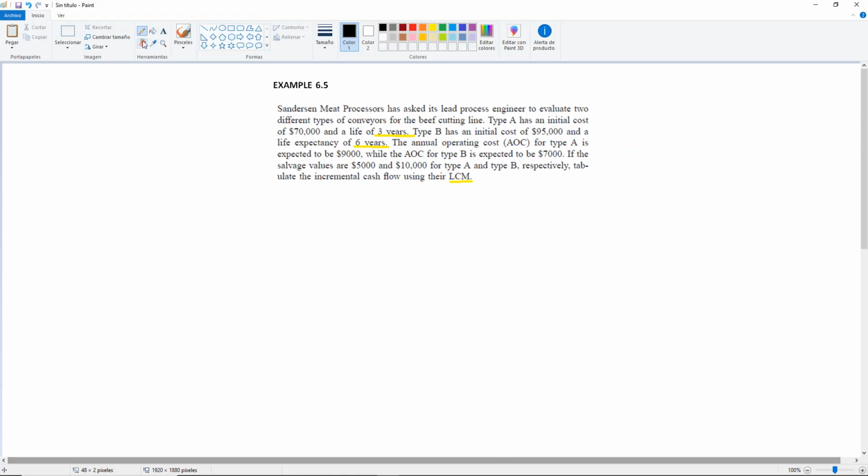My recommendation is that you start by drawing the diagrams because it may be a little bit harder to visualize than equal lives, like example 6.4. So in this case, let me take the note here saying that these are different lives. Therefore we will have an LCM, the least common multiple of 6 and 3, which will be 6 years. Okay, so let me draw both of the diagrams for Type A and Type B.